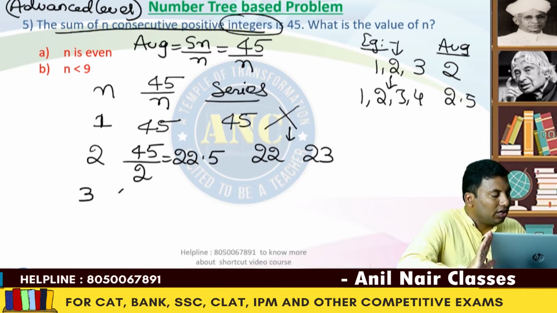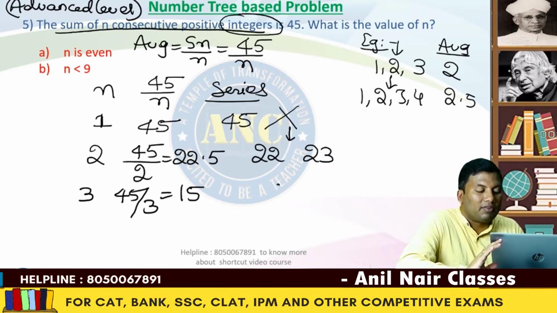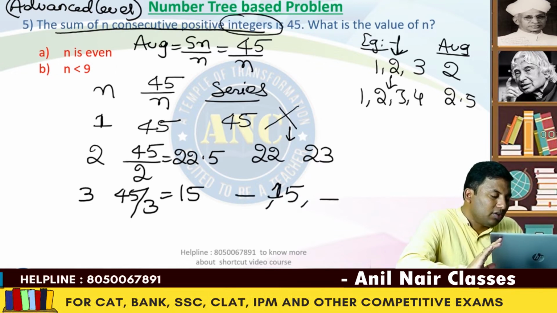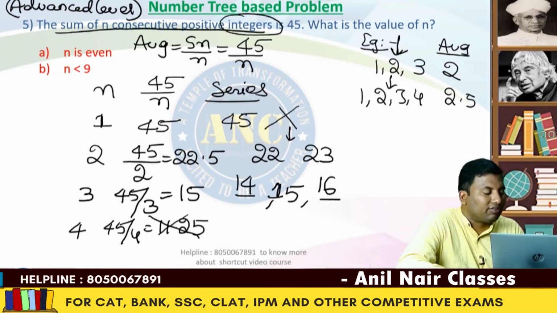n value 3. 45 by 3 is 15. Middle 3 means the number of terms is odd. Odd means the average will be the middle value, 15. Total there are 3 terms possible. 1 before 15, 1 after 15. So it is 14 and 16. I hope it is clear. 4. 45 by 4 is 11.25. It is not possible. It should be in 0.5 format.